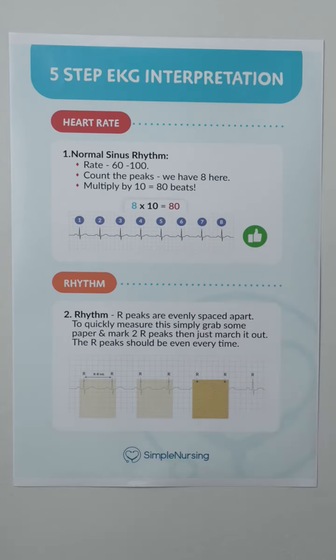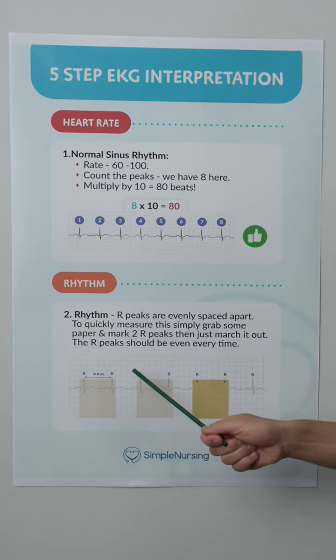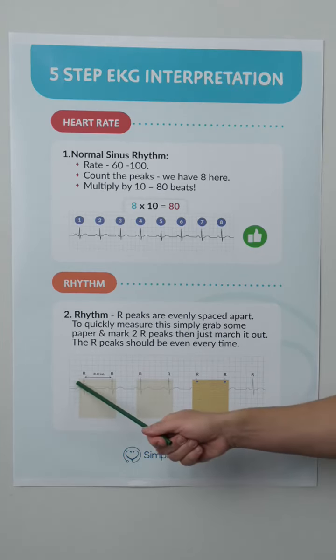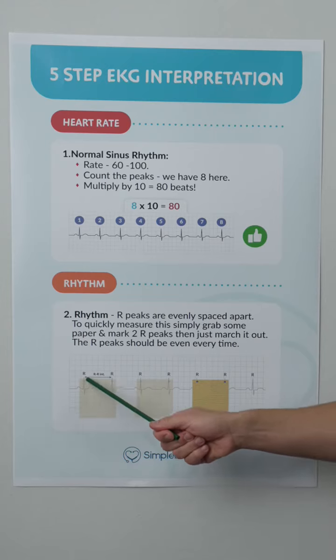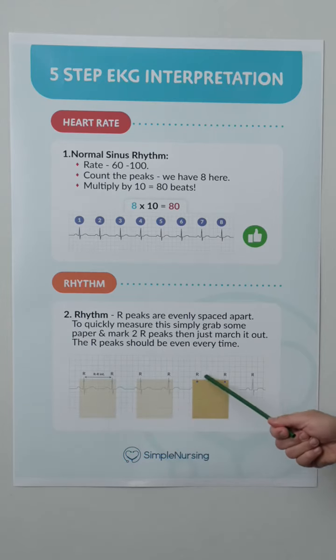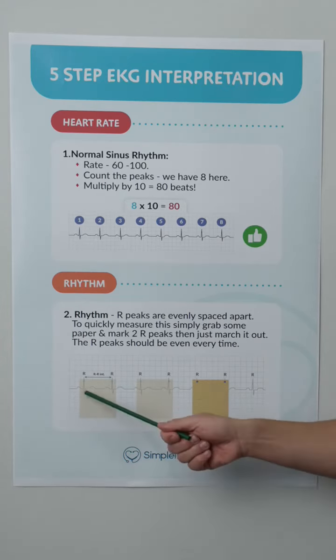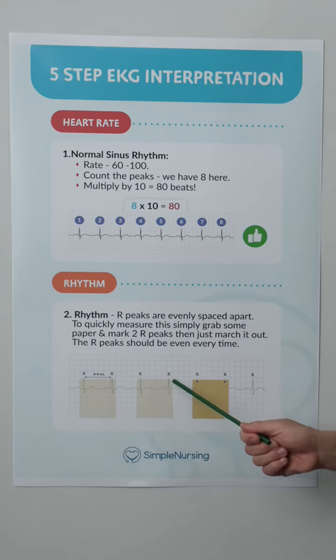Step number 2 is the rhythm. We have to make sure we have evenly spaced R peaks. Now, to do this, you simply get a piece of paper and you draw 2 dots and you just march it out to see if they're evenly spaced apart. So this makes sure we have even distribution of oxygen with every pump to the body.